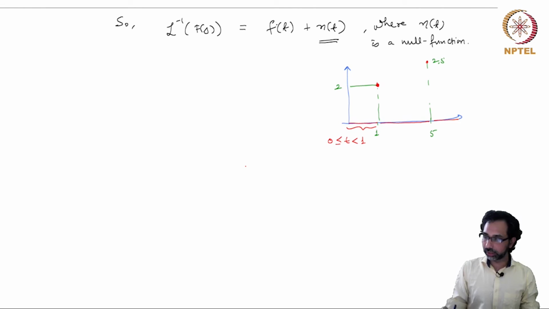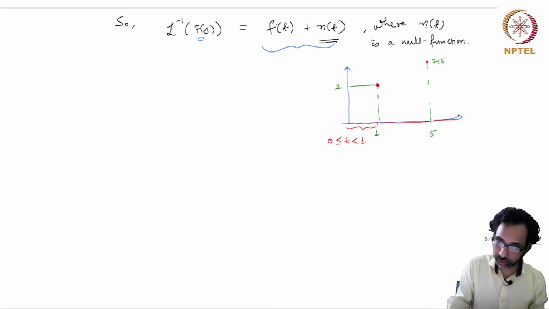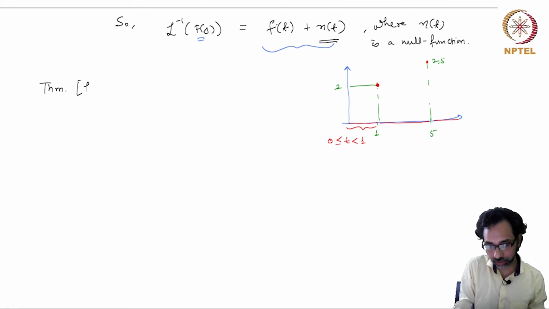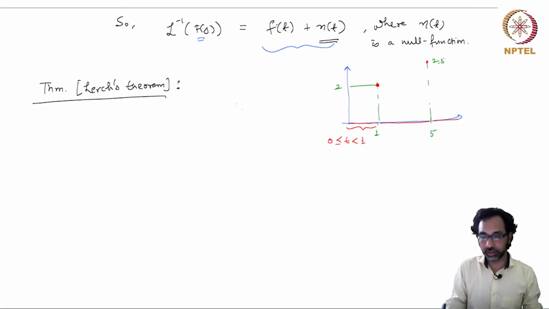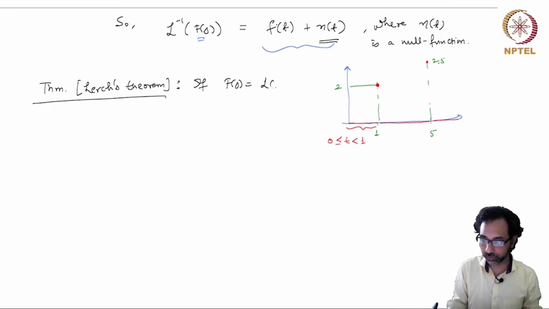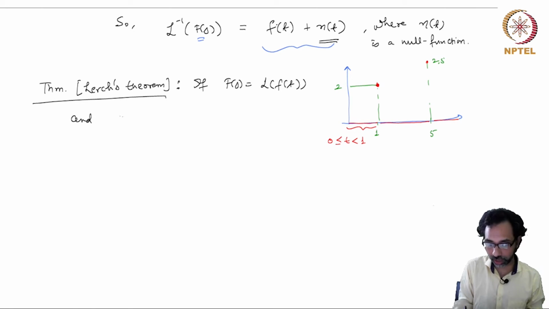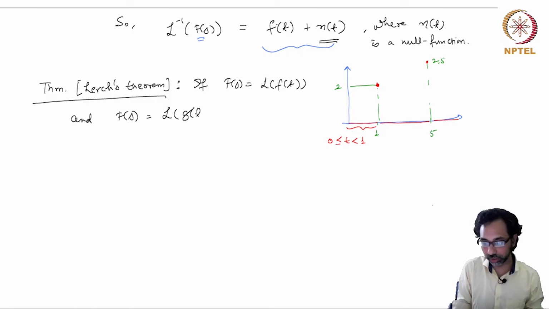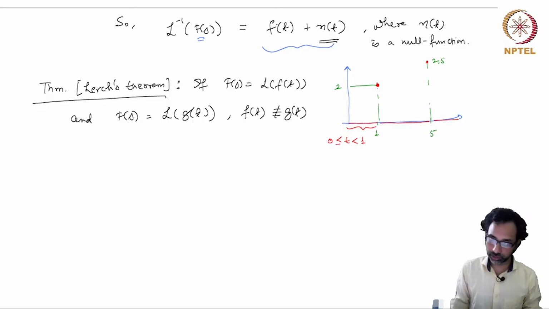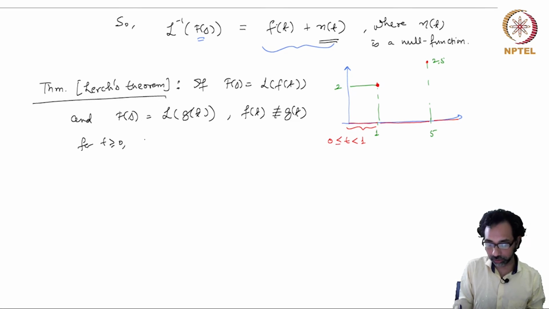Now the question arises whether these are the only types of functions which can have the Laplace transform F(s) or not. This is answered by the following theorem, known as Lerch's theorem, which says that if F(s) is the Laplace transform of some function f(t) and F(s) is also the Laplace transform of some other function g(t), where f(t) is not identically equal to g(t) for t greater than or equal to 0, then f(t) minus g(t) is a null function.